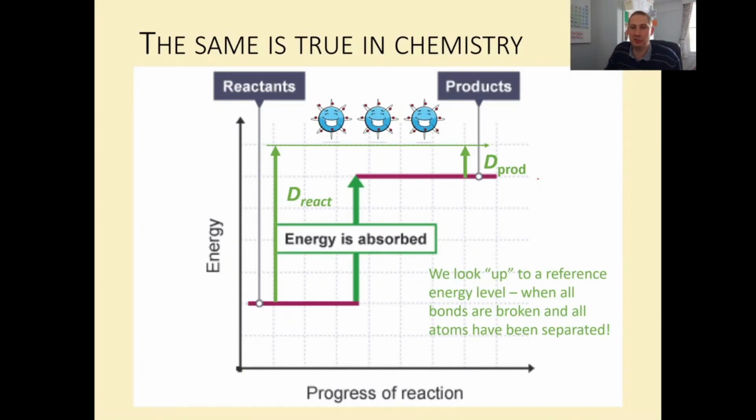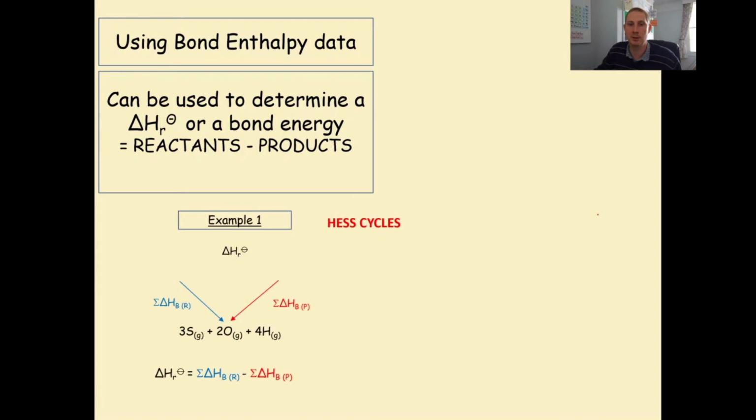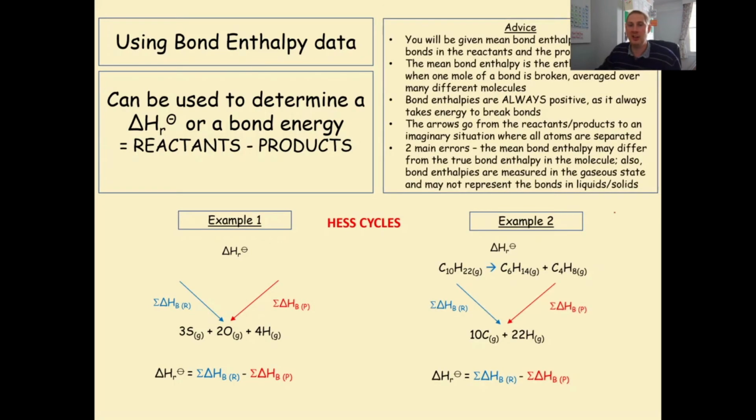So in chemistry, we look up to a reference energy level, when all bonds are broken and all atoms have been separated. Going up from the reactants to those atoms, or going up from the products to those atoms, both cases take energy. We can turn these ideas into a cycle.